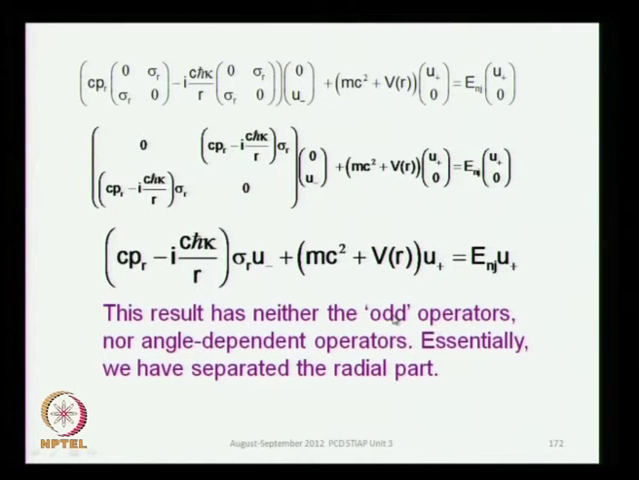Now you have a result which is free from odd operators, it is also free from angle dependent operators, and we have also succeeded in reducing a 4 by 1 structure to a 2 by 1 structure. Of course, it is not that the remaining 2 rows are lost. Can you see them? What do you get from the remaining 2 rows?